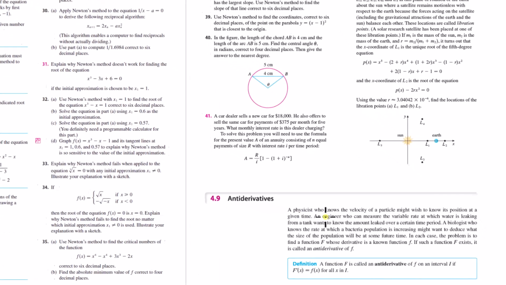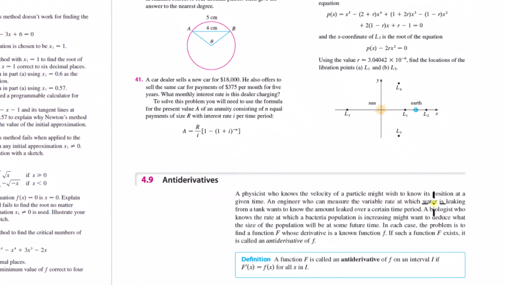All right, a physicist who knows the velocity of a particle might wish to know its position at a given time. An engineer who can measure the variable rate at which water is leaking from a tank wants to know the amount leaked over a certain time period. A biologist who knows the rate at which a bacteria population is increasing might want to deduce what the size of the population will be at some future time. In each case, the problem is to find a function f whose derivative is a known function, so a function capital F whose derivative is a known function lowercase f. If such a function uppercase F exists, it is called an antiderivative of lowercase f.